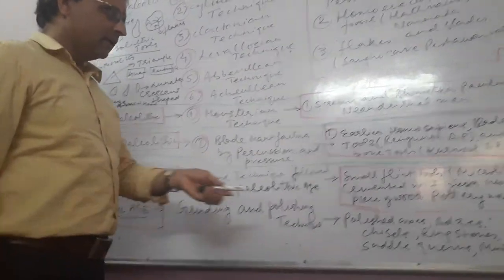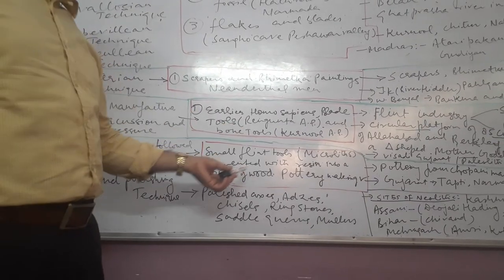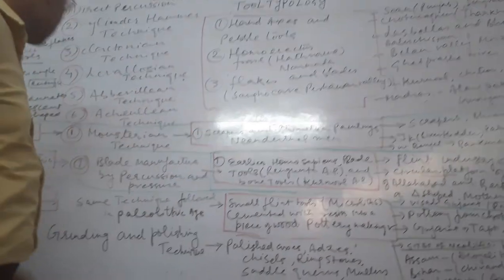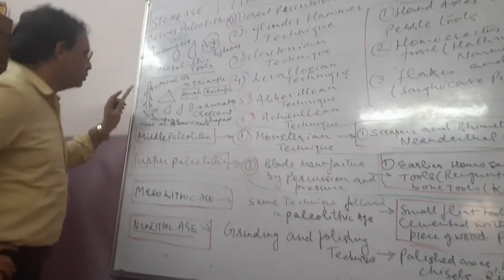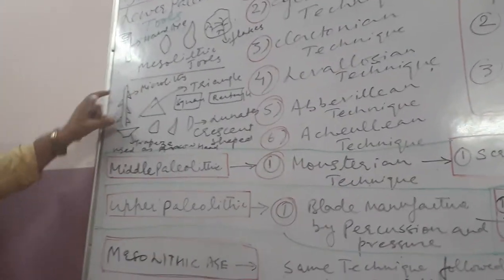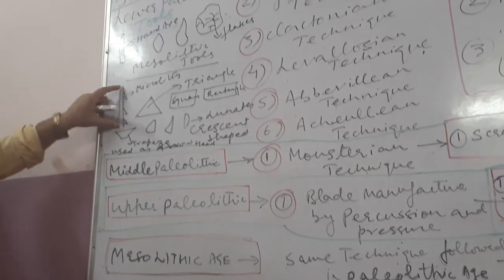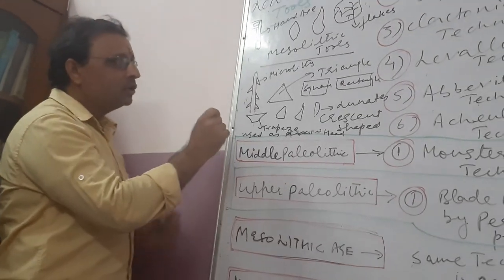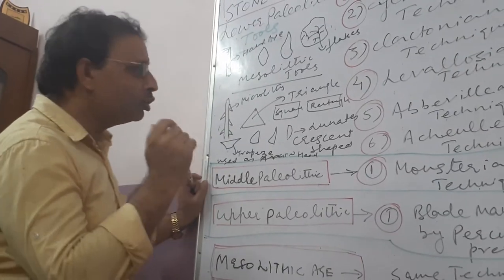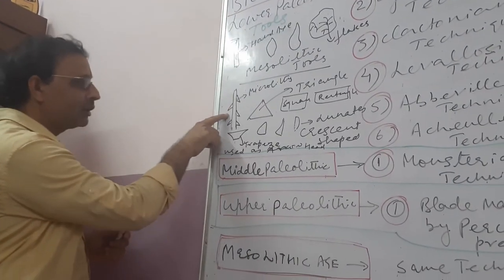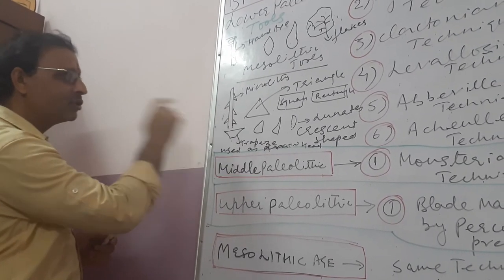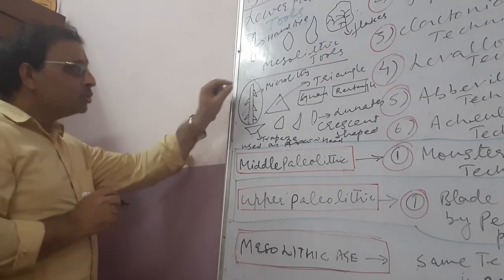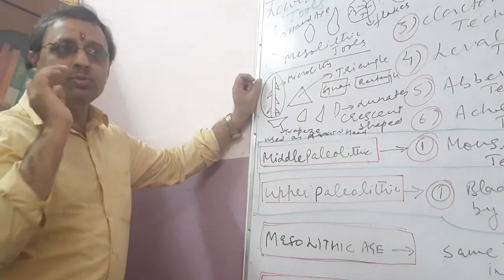So here there were small flint tools, microliths, cemented with resin into a piece of wood, and pottery making was also there. You can take the example here: a straight bone piece or a wood piece, and on this wood or bone they used to stick the microliths. This is a microlith, this is a microlith, and this is the whole microlith tool. They used them in arrowheads and spears.